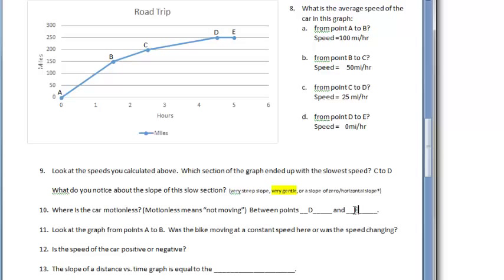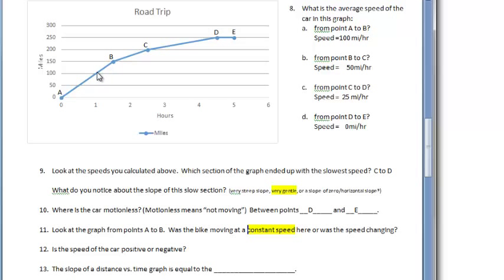Number 11 asks for you to look at the graph from point A to B, right here. That is a very straight line. When we look at that, does that tell us that there is a constant speed or that the speed is changing? There is a constant speed whenever we see a straight line on a distance time graph. We are covering the same amount of distance each time an increment of time passes.